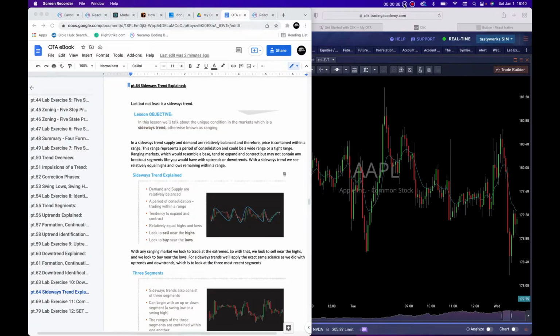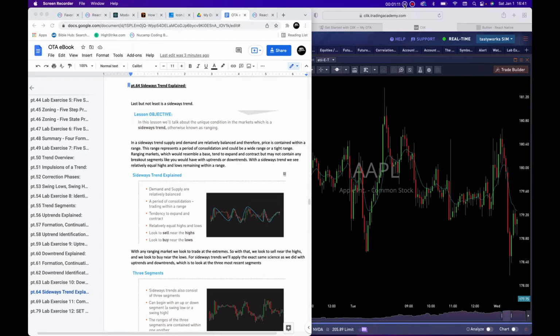Ranging markets, which would resemble a base in a candlestick formation, tend to expand and contract, but may not contain any breakout segments like you would have with an uptrend or a downtrend. With a sideways trend, we see relatively equal highs and equal lows remaining within a range. Within any ranging market, we look to trade at the extremes of that range. So with that, we look to sell near the highs and we look to buy near the lows.